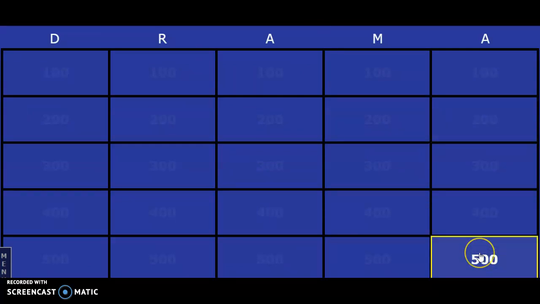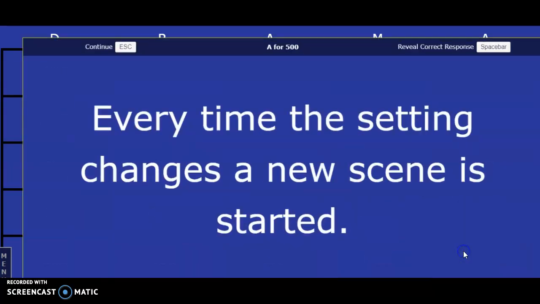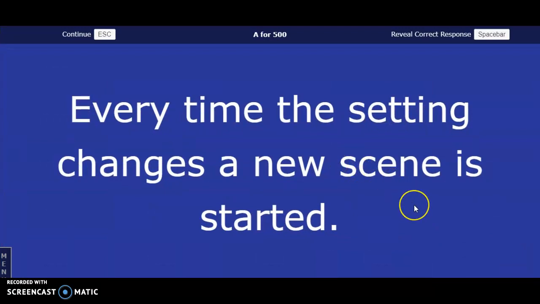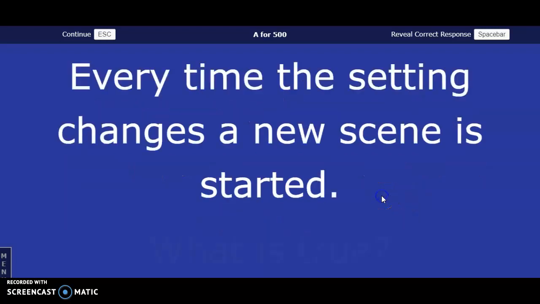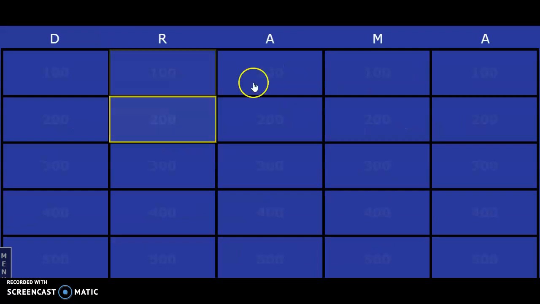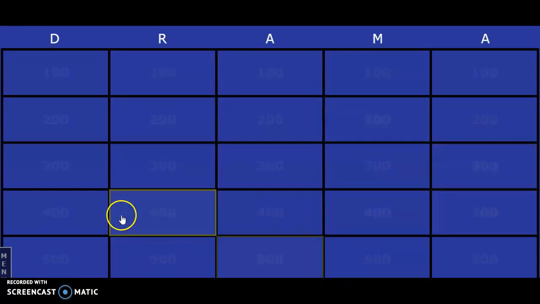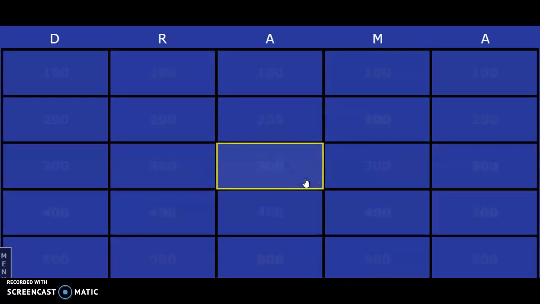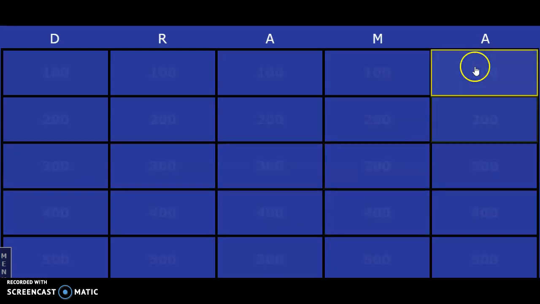Last one. A500. Every time the setting changes, a new scene is started. True or false? 3, 2, 1. What is true? Alrighty, so add up all of your points and comment in the private comment. That way I can see who has the highest score.